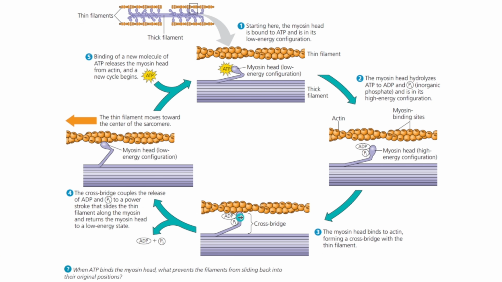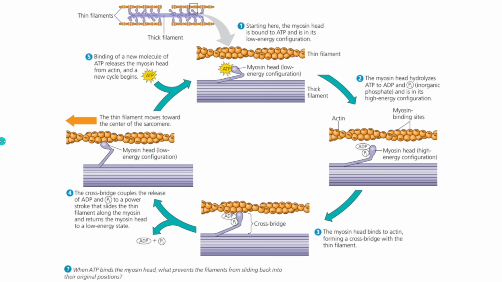But for now, yes. And then after that, your myosin will release the ADP. For now, ADP still binds to the myosin head because it is required to maintain the high energy configuration. Once it releases, it will trigger the power stroke, that slides the thin filament into the center of the sarcomere.